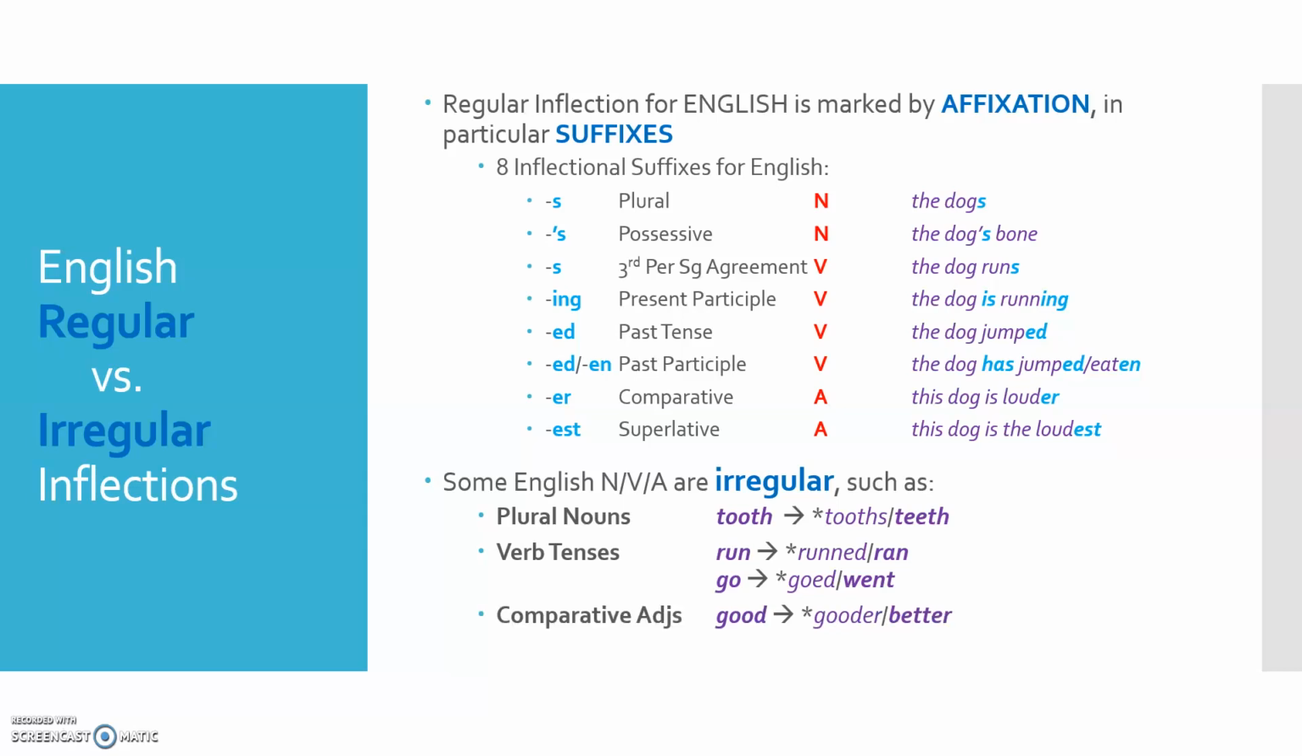And for our adjectives, same kind of idea. We don't just put an er on the end all the time. We don't say good, gooder. Instead, we say good and better. So we want to explore what's going on with some of these irregular cases.